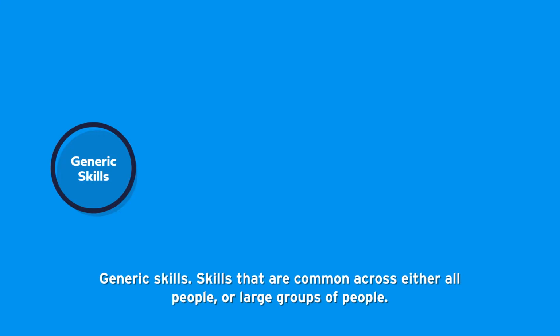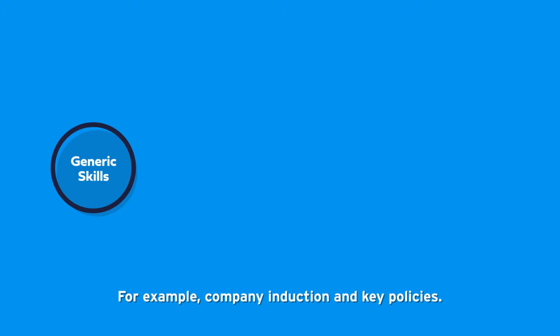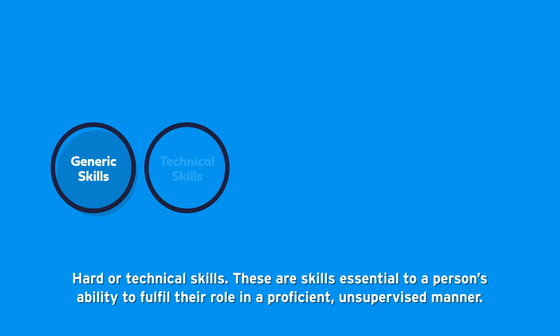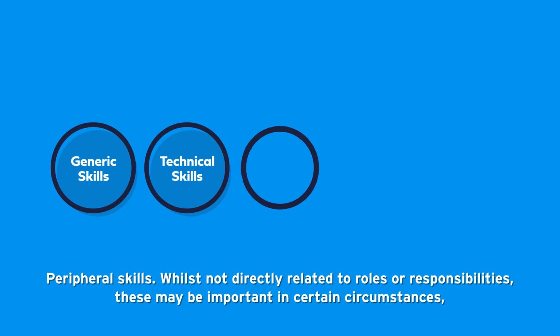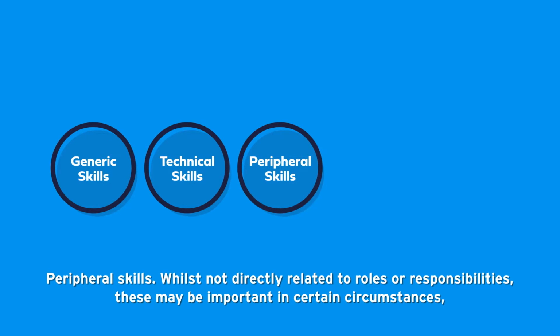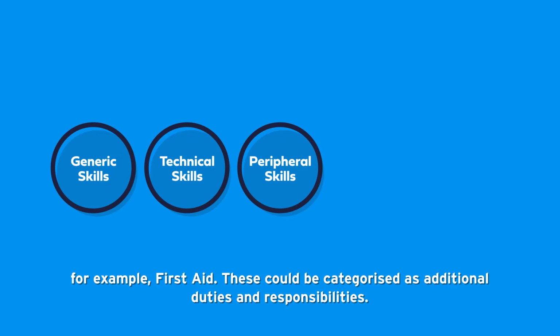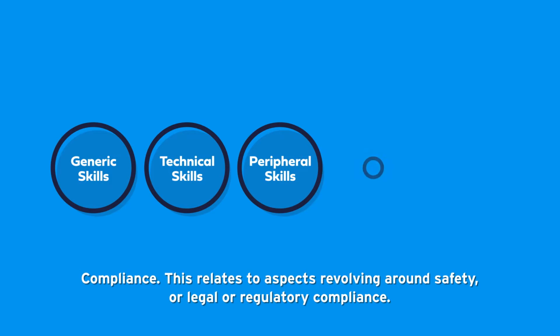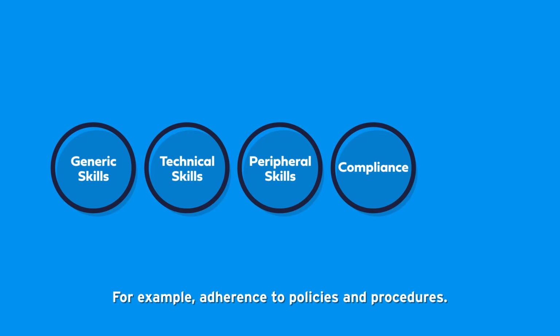Skills that are common across either all people or large groups of people, for example, company induction and key policies. Hard or technical skills. These are skills essential to a person's ability to fulfill their role in a proficient, unsupervised manner. Peripheral skills. Whilst not directly related to roles or responsibilities, these may be important in certain circumstances, for example, first aid. These could be categorised as additional duties and responsibilities. Compliance. This relates to aspects revolving around safety or legal regulatory compliance. For example, adherence to policies and procedures.